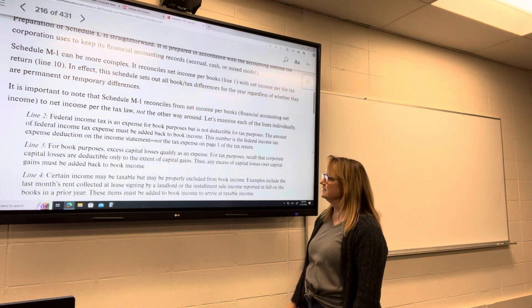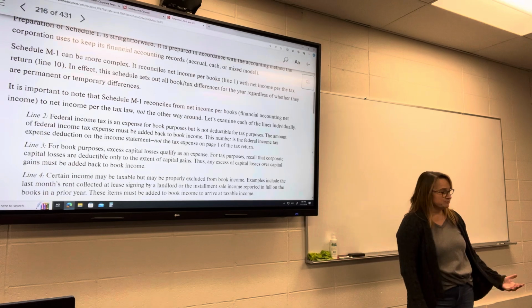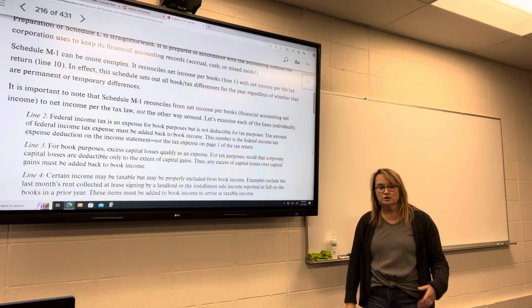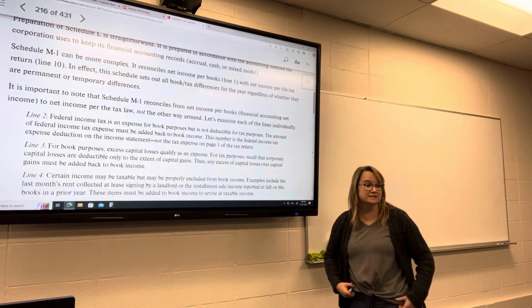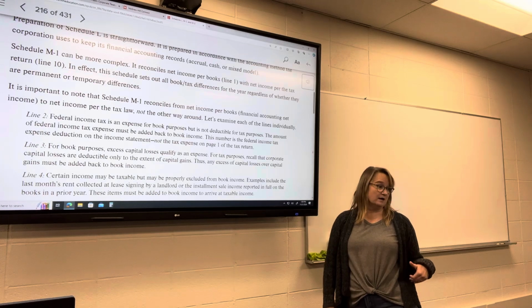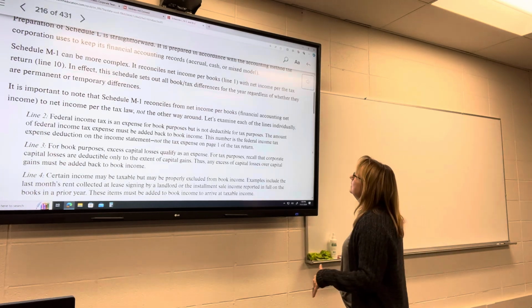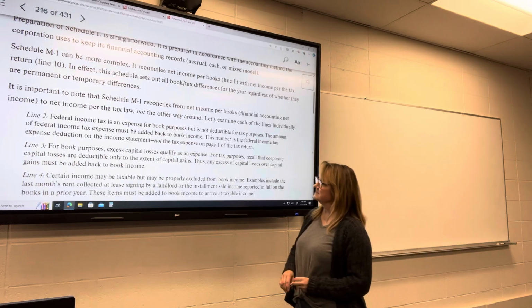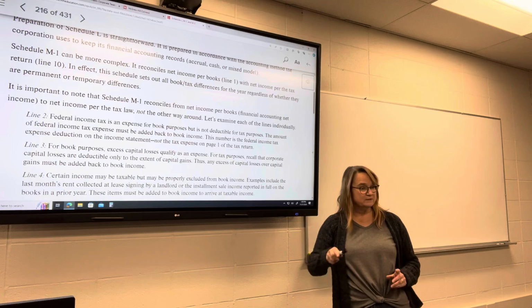federal income tax is an expense for book purposes. It's not deductible for tax purposes. I mentioned that earlier. You don't get a deduction for the federal taxes that you pay, but it is listed as an expense, and so it would have been subtracted from our book income when we calculated net income, right? So the amount of federal income tax expense has to be added back to book income. Okay, so it's a plus.